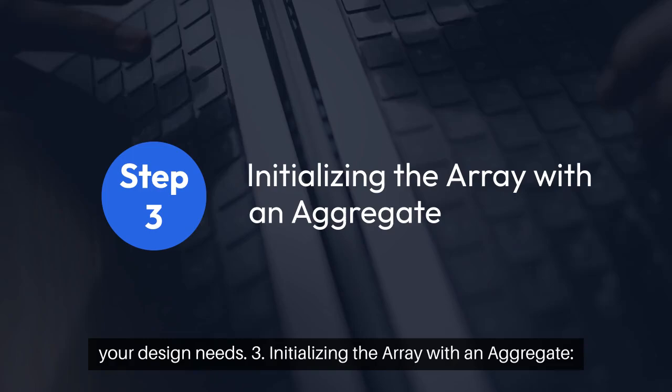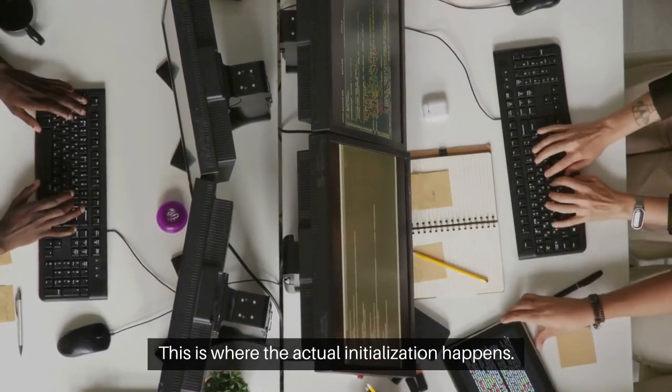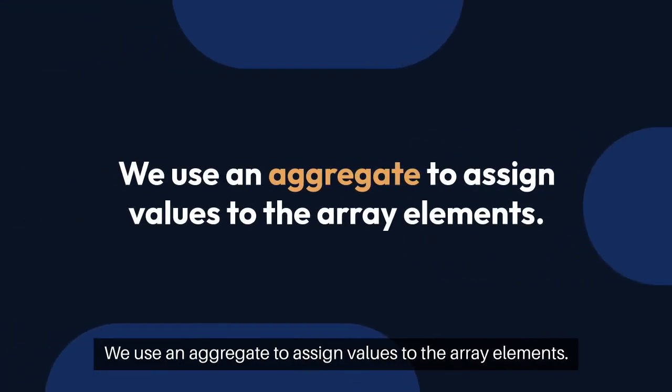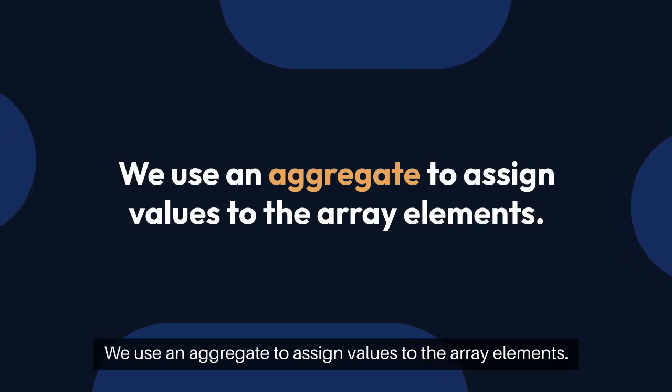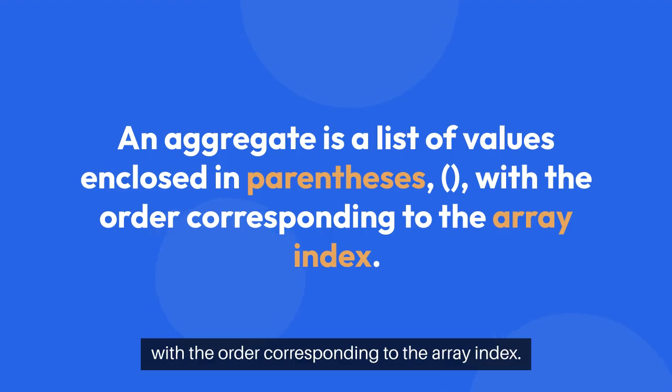3. Initializing the array with an aggregate. This is where the actual initialization happens. We use an aggregate to assign values to the array elements. An aggregate is a list of values enclosed in parentheses, with the order corresponding to the array index.